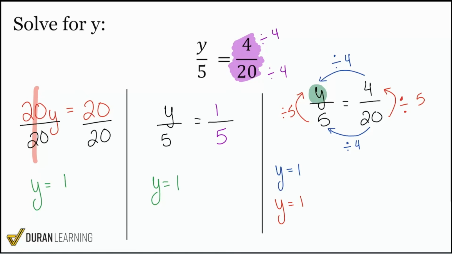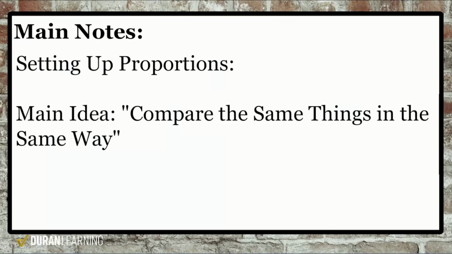So with that, let's go ahead and turn over to one last page of notes. And it's going to be a pretty easy one. It might be pretty recognizable, and this will be the 50th time I've said this today. Setting up proportions, here's the main idea. Compare the same things in the same way. Again, compare the same things in the same way. Take a moment, write that down, because that's all you need to write down for proportions, and we're going to get into word problems shortly.